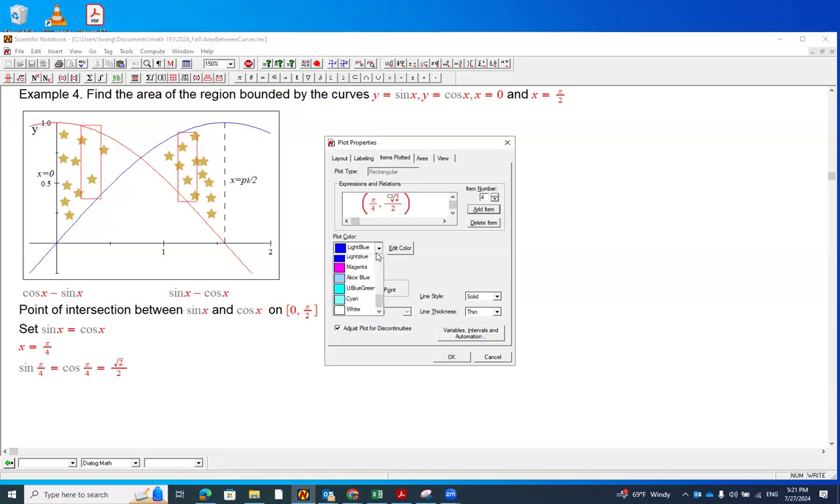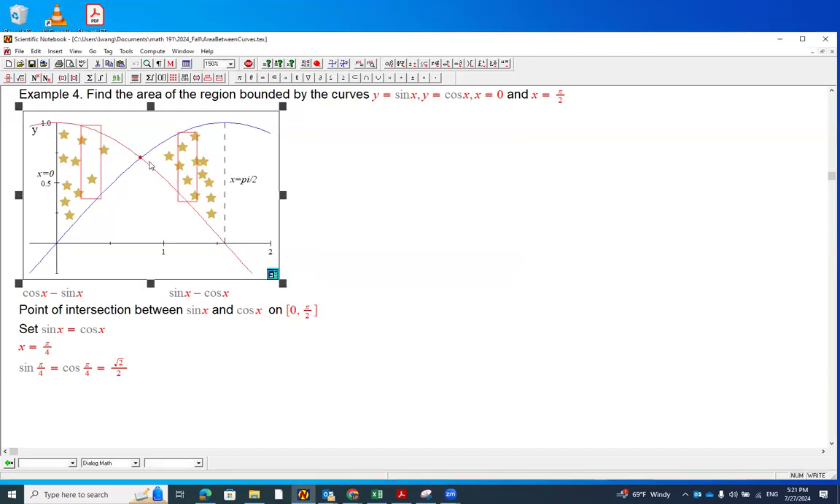Root 2 over 2. So it's a red dot. It's right there. That's the point of intersection. So this rule, cosine x minus sine x, is for the area to the left. And this other piece is for the area to the right. And what is the interval?